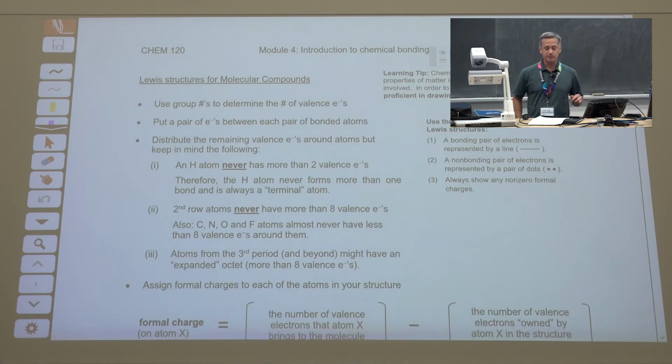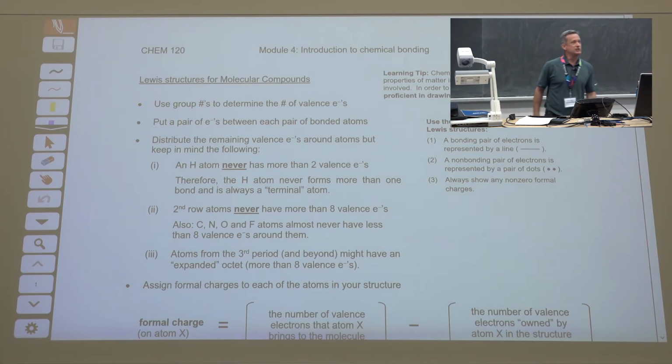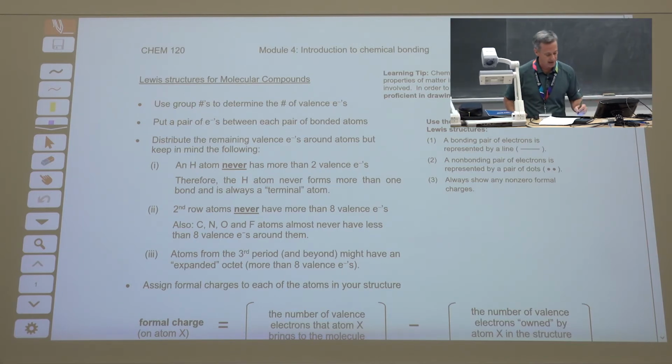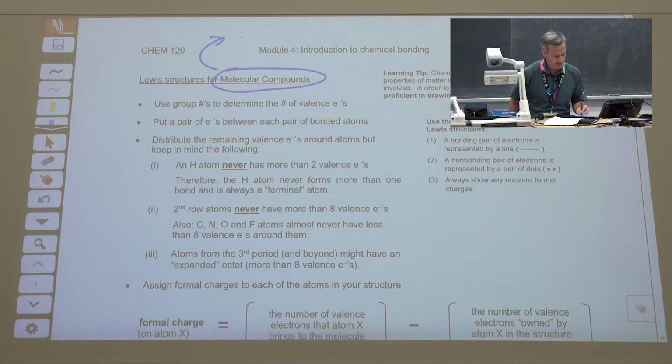Switching over to the course notes. We're going to be talking about how we draw structures for molecular compounds. And what is a molecular compound? Oh, that blue, science blue. All right, molecular compounds. In a molecular compound, the atoms are basically held together by covalent bonds.